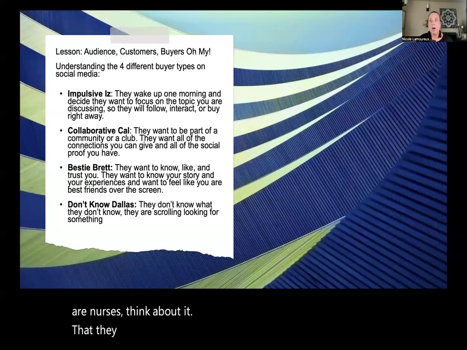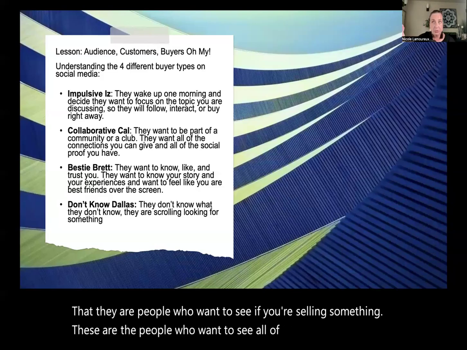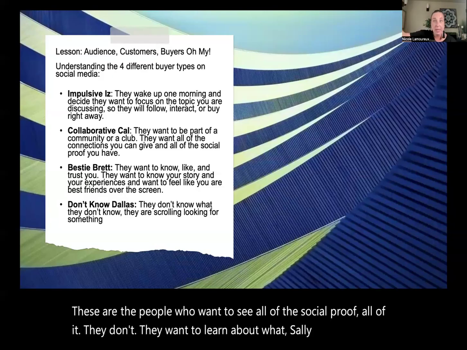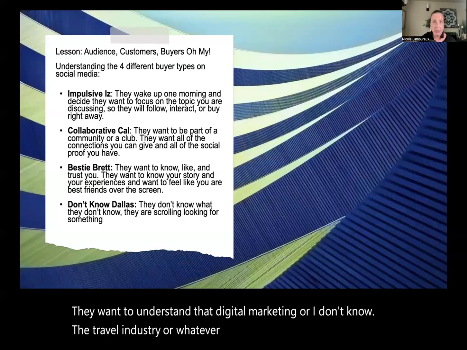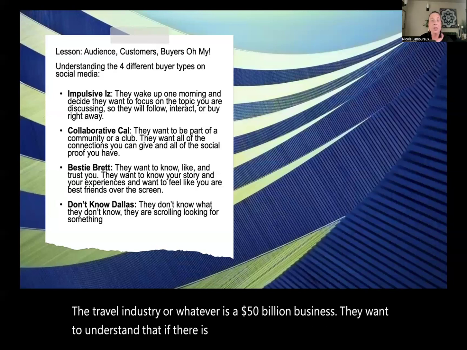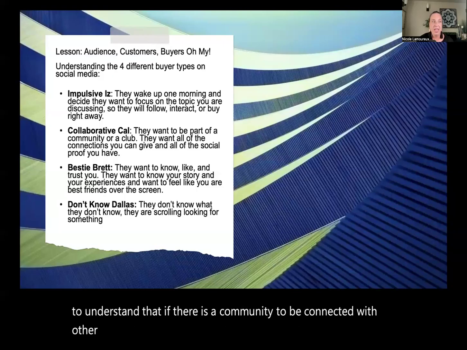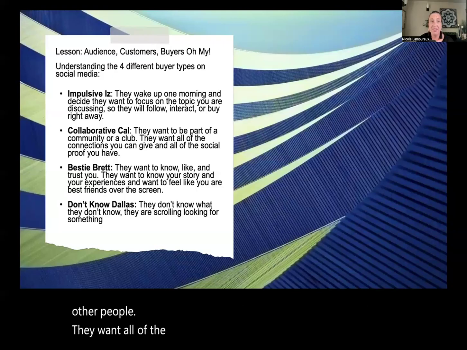They are people who, if you're selling something, want to see all of the social proof, all of it. They want to learn about what Sally and Jane made. They want to understand that digital marketing, or I don't know, the travel industry or whatever is a $50 billion business. They want to understand that if there is a community to be connected with other people, they want all of the information. That is what Collaborative Cal wants.